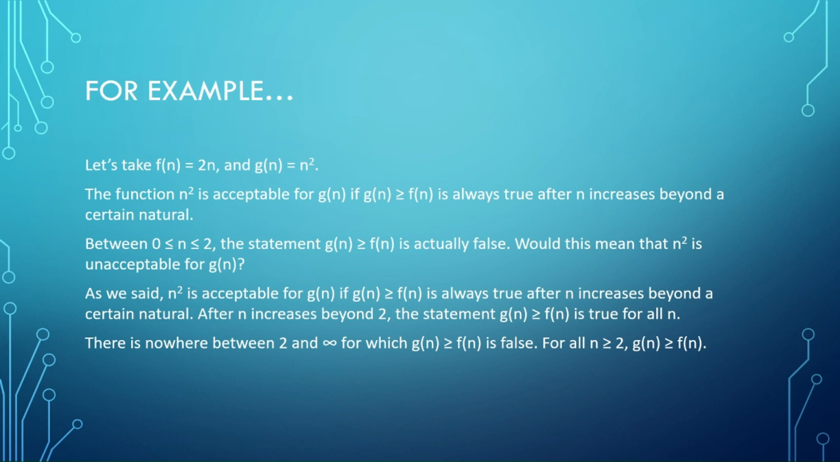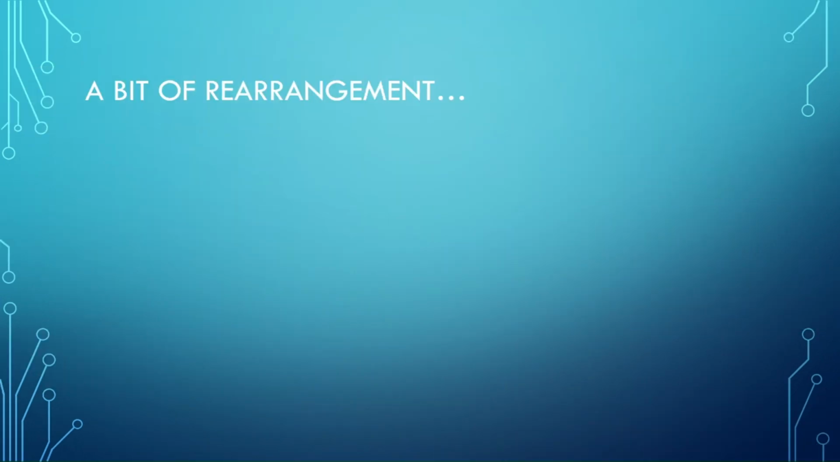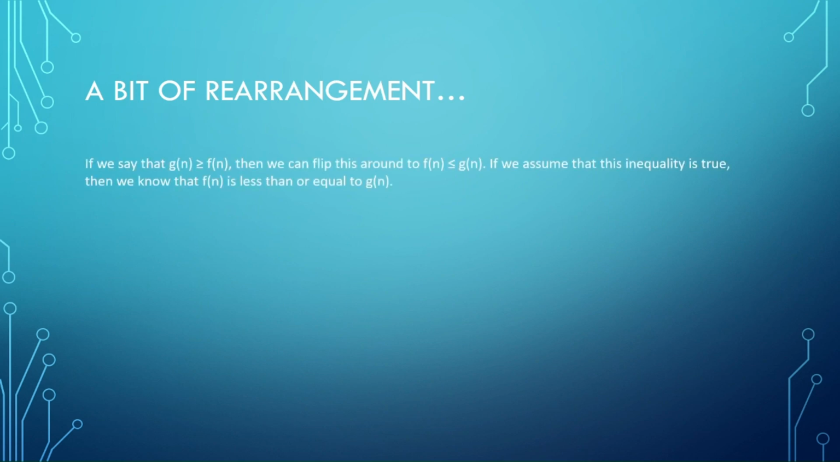There is nowhere between 2 and infinity for which the statement is false. For all n greater than or equal to 2, g of n is greater than or equal to f of n. So n squared is an upper bound. This makes n squared an acceptable function for g of n, as we said, because it's after n becomes large. Now let's do a little bit of rearrangement with the bound.